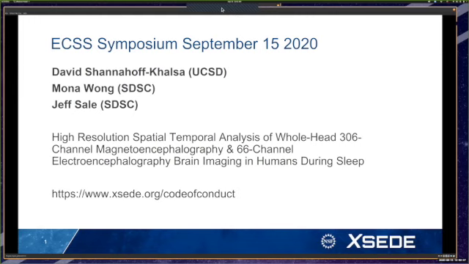And so today we'll have the opportunity to hear from David, Mona, and Jeff. David's coming to us from UCSD, and then Mona and Jeff from San Diego Supercomputer Center. And together they'll be talking about high-resolution spatial temporal analysis of whole-head 306-channel magnetoencephalography. Oh man, I knew I was going to mess that up. Magnetoencephalography and 66-channel electroencephalography. No, brain imaging in humans during sleep.